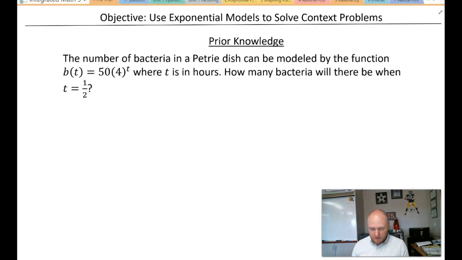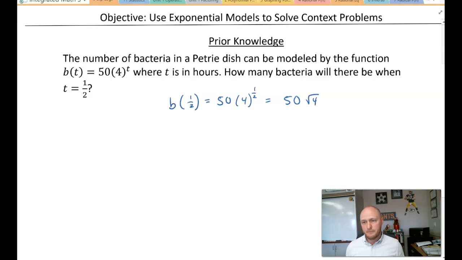Alrighty, so in order to find out how many bacteria there will be when t is equal to 1/2, all we do is evaluate the function at 1/2. So b of 1/2 is equal to 50 times 4 to the power of 1/2. Now, the prior knowledge we should have remembered from our radicals unit is that a power of 1/2 is the same thing as a square root. This is 50 times the square root of 4.